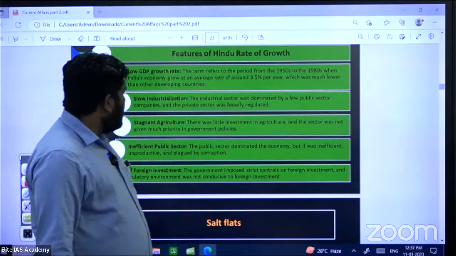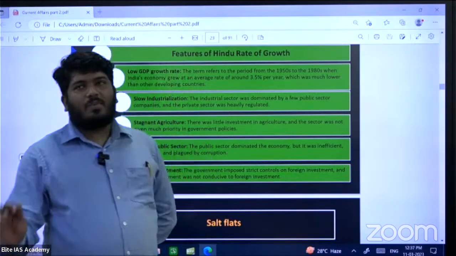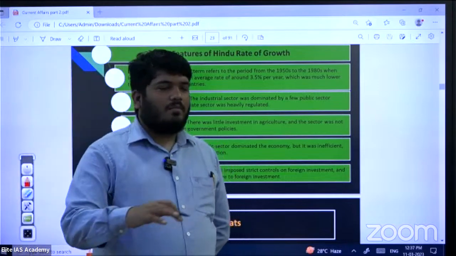At inefficient public sectors, there is nothing done. All were sleeping till globalization is done. Before that, all were sleeping.